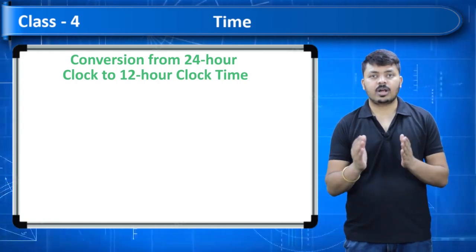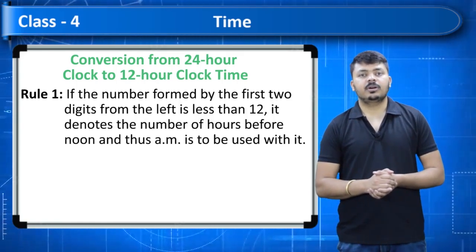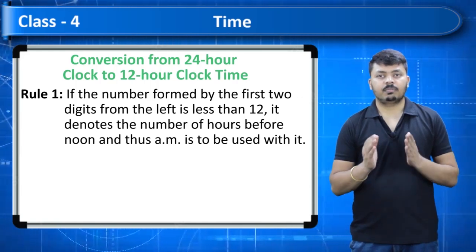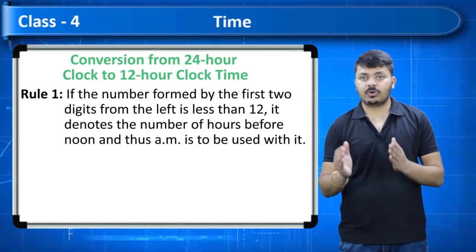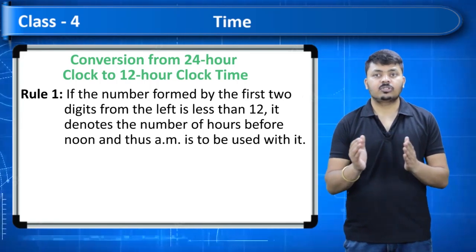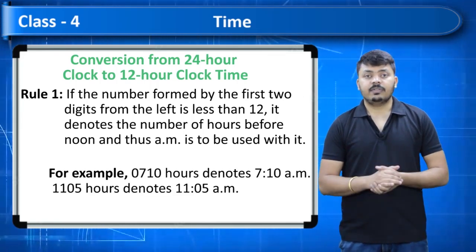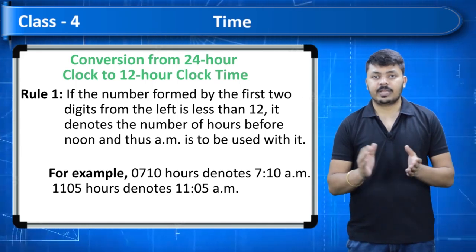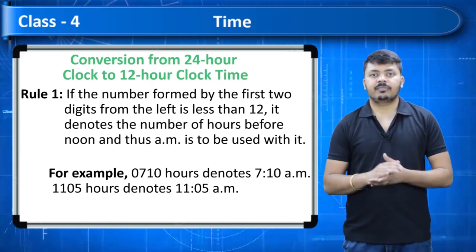Conversion from 24-hour clock to 12-hour clock time. Rule 1. If the number formed by the first two digits from the left is less than 12, it denotes the number of hours before noon and thus AM is to be used with it. For example, 0710 hours denotes 7:10 AM. 1105 hours denotes 11:05 AM.